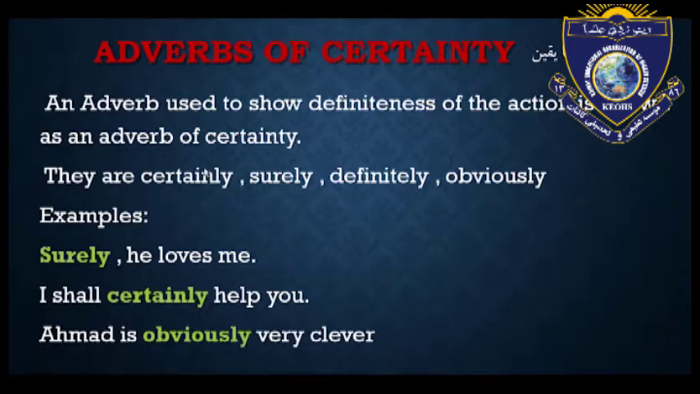Here are some adverbs of certainty that you have to keep in mind: certainly, surely, definitely, and obviously. These are called adverbs of certainty. Here I mentioned just some of them. You can find more adverbs of certainty, and after that you can make more examples about them. Now we're going to move to the examples that we have.